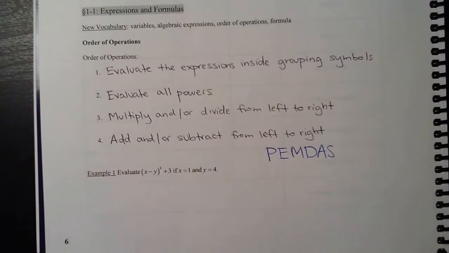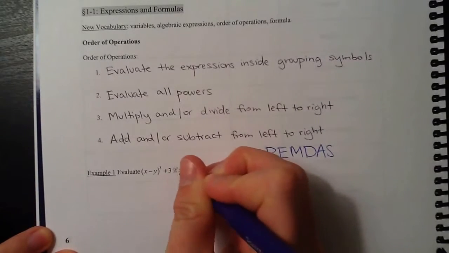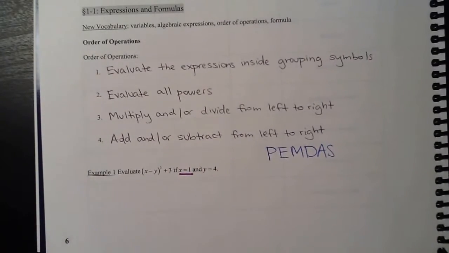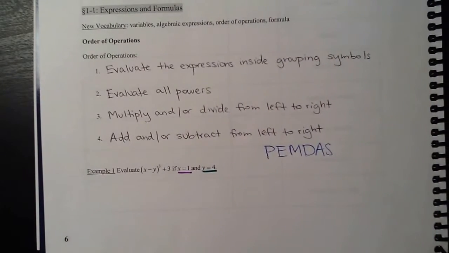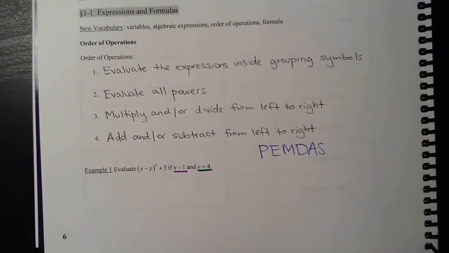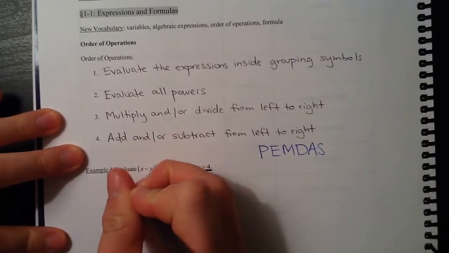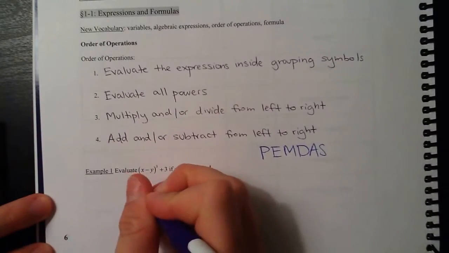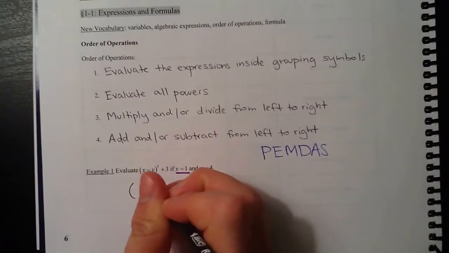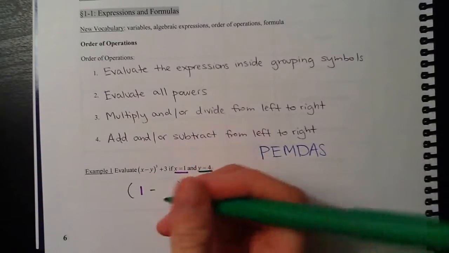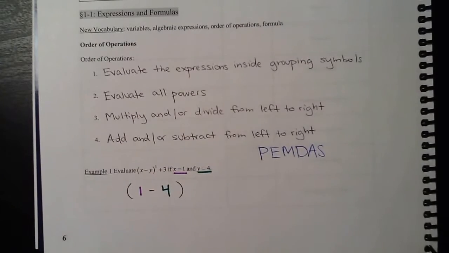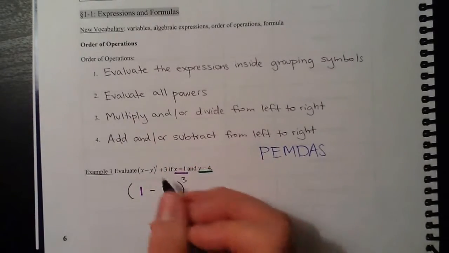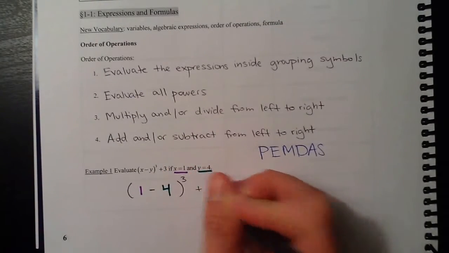Okay, so I'm going to color code to hopefully make things easier for you. So we've got x equals 1, and then we have y equals 4. So we're going into this expression right here, and then like I said, every time you see an x, you're going to replace it with a 1. Every time you see a y, you're going to replace it with a 4. So instead of x minus y, we are going to plug in a 1 for x, and then minus a 4 for y. And then we've got this little exponent on the outside, and then don't forget about this plus 3 after all of that.